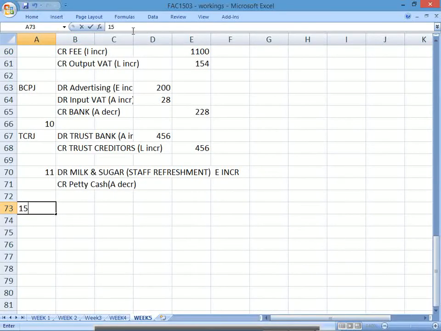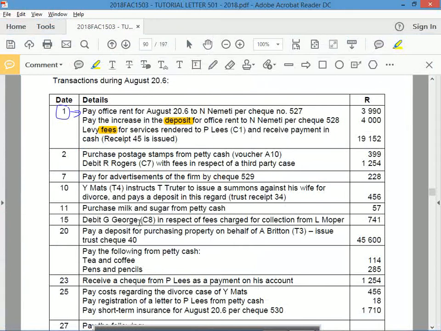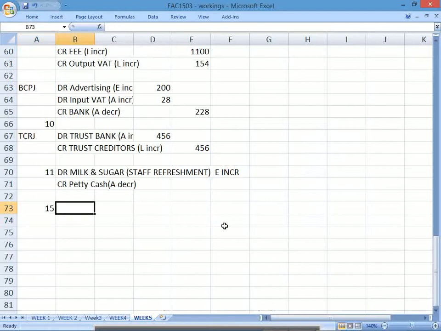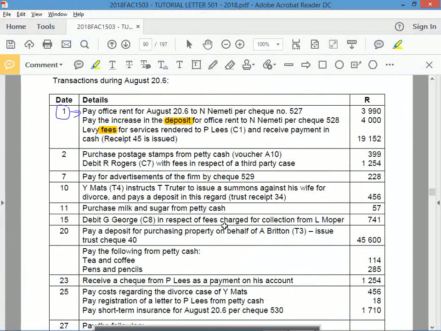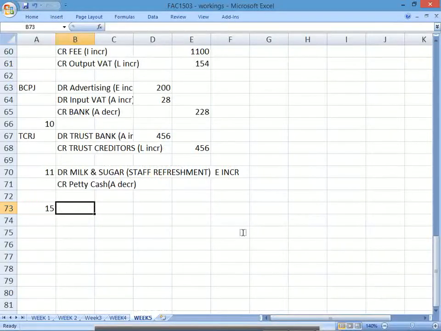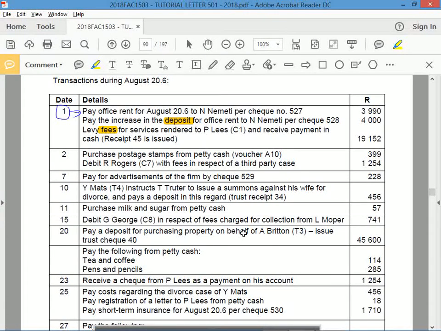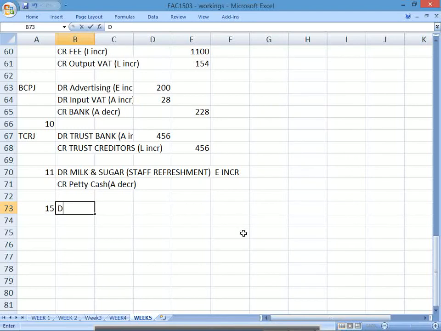15. Debit collector fees charged for collection from L. You're debiting a client in respect of fees, so that would have gone to a fees journal. Have you received payment? This is an outstanding fee in terms of income that you are supposed to be receiving from your clients. So you're debiting George. Debit the client. Credit the fee income.